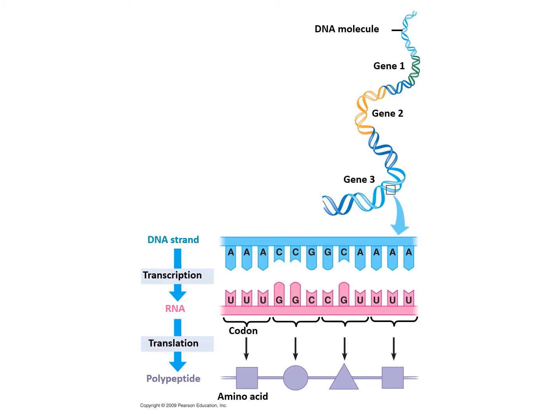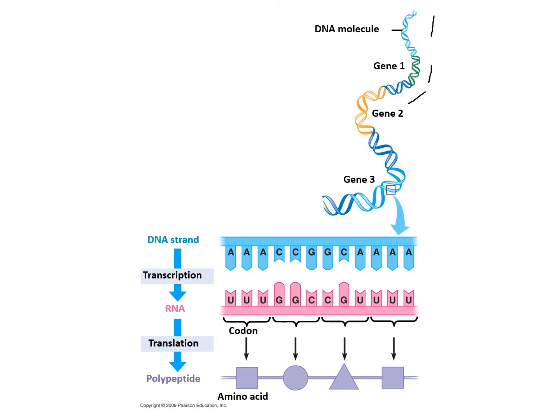So here is a little cartoon of a DNA molecule. Each gene right here is being shown, 1 gene, 2 genes, 3 genes. Each gene is being shown in a different color. So one gene will then be transcribed into an RNA. The DNA strand here is shown in blue. The RNA strand that would correspond to that is shown in pink.